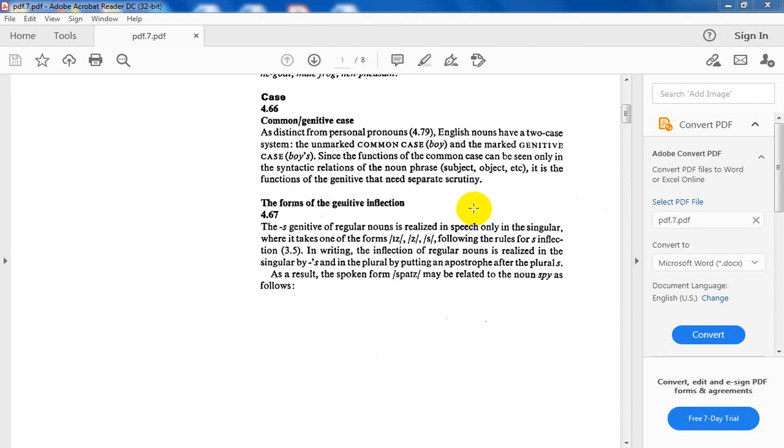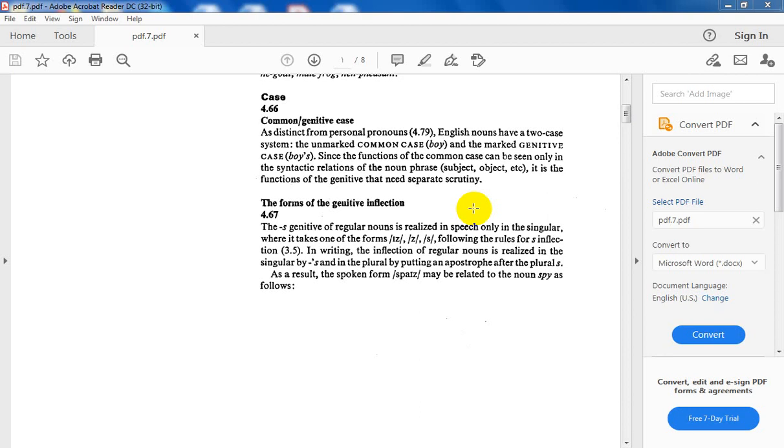After discussing the number of noun and gender of noun, now let us deal with the third characteristic of nouns, which is case. Generally speaking, nouns have two cases. Case is the form in which the noun can appear. So there are two forms. What are they? A noun has two forms or two cases: common case and genitive case.